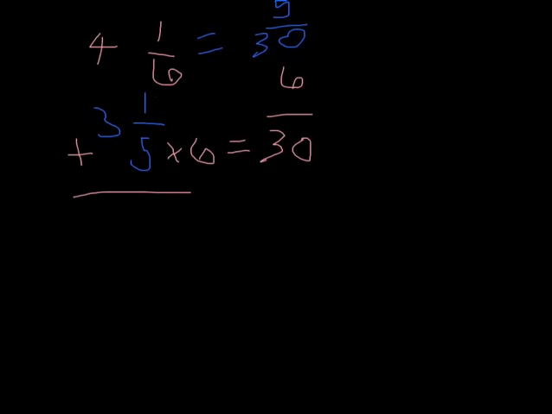Now we can add our fractions. 5/30 plus 6/30 gives us a total of 11/30. So now that's our fraction. Now we have to add our whole numbers. 4 plus 3 gives us 7. So our total answer is 7 11/30.